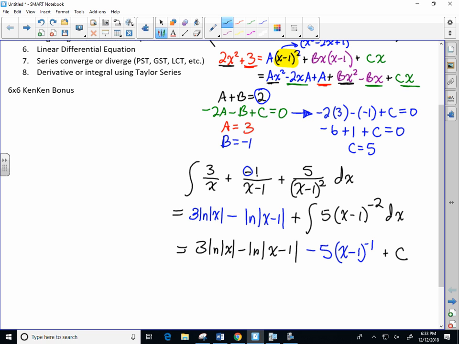Okay? So I can check this by differentiating. Negative 1 times negative 5 would be 5. X minus 1 to the negative second. But then multiply by the derivative on the inside. Derivative on the inside is equal to 1. It's not going to change anything, so I don't need to worry about it.